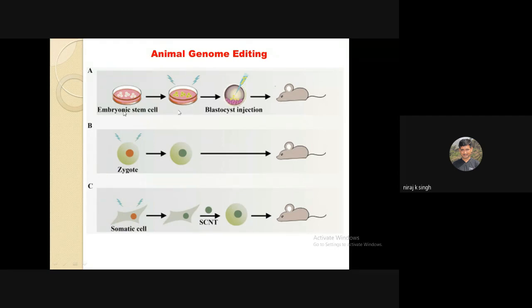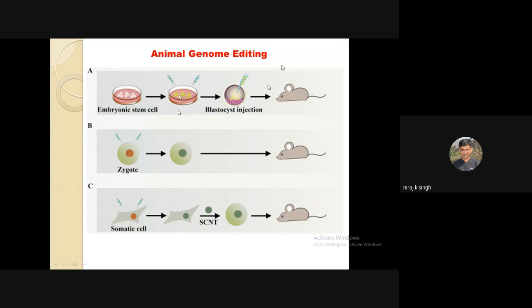In one, embryonic stem cells are used. In the embryonic stem cells, we can make some changes. After getting changes inside the cells, we have to transplant these cells into the blastocyst, and this blastocyst has to be used for pregnancy. Second, another approach is that the zygote is edited, or the third approach is the SCNT technique. So various ways are used for genomic editing.